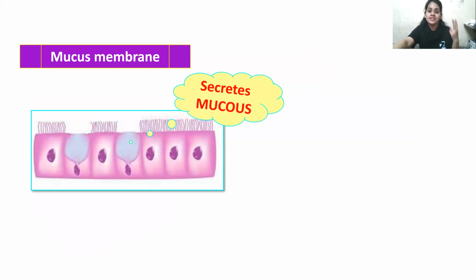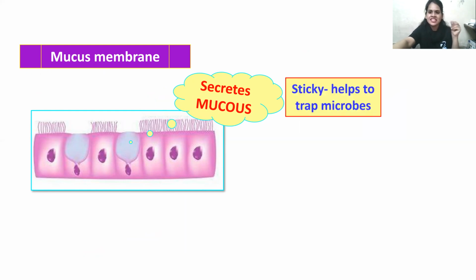And the second one is mucous membrane. The name itself says, what is it going to secrete? It is going to secrete mucus. And what is this mucus? Mucus is sticky, very sticky, and it helps to trap the microorganism. So mucus is sticky in nature, so that is why it traps the microorganism and prevents the microorganism from going into our body.